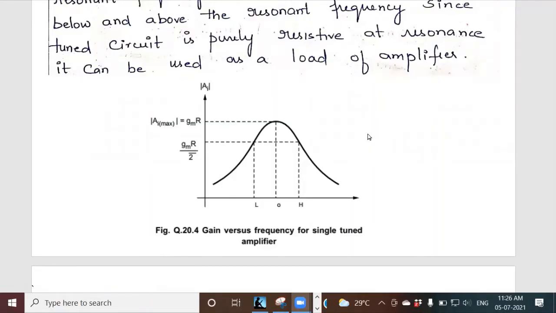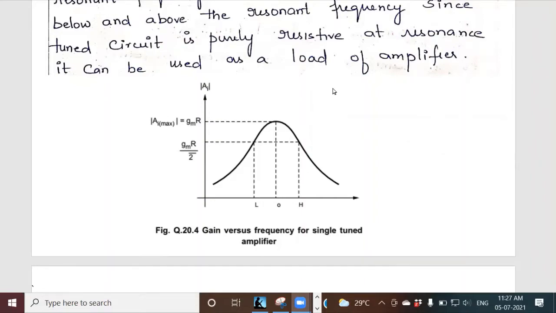At one particular resonant frequency, what happens? The impedance becomes minimum for series resonance, or maximum for parallel resonance. I hope you know all this. So here we are making use of that. This resonance we are making use of to select the particular frequencies that we want.